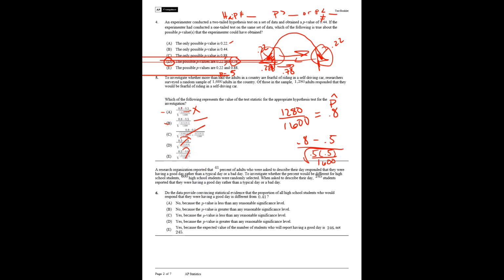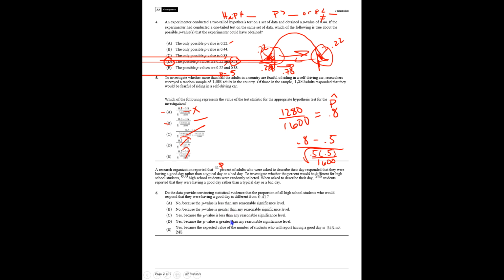Okay, question 6. A research organization reported that 41% of adults who were asked to describe their day responded that they were having a good day rather than a typical day or a bad day. To investigate whether the percent would be different for high school students. So that means this is our assumed P.